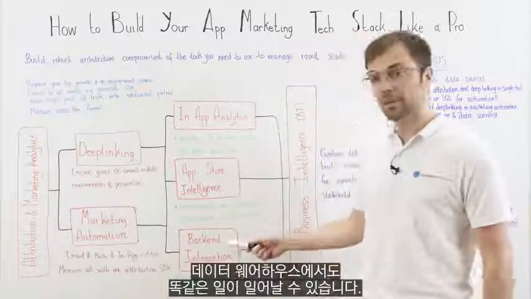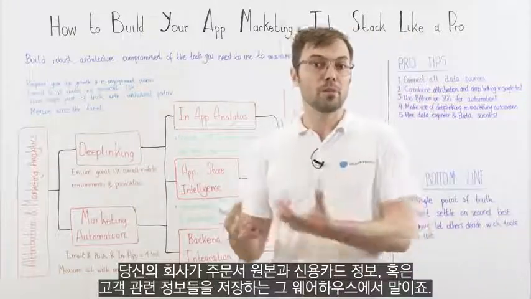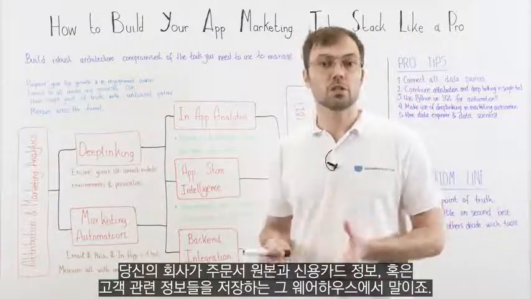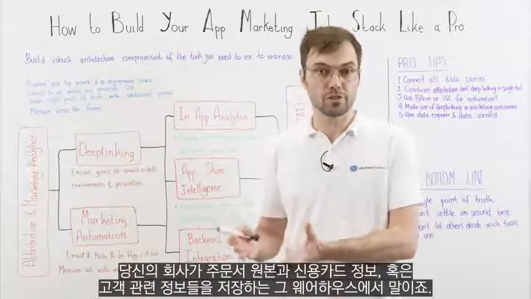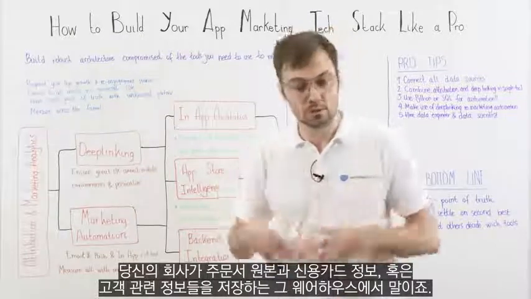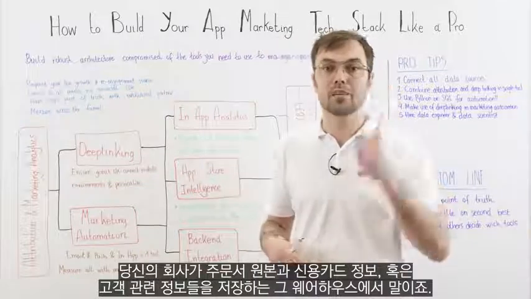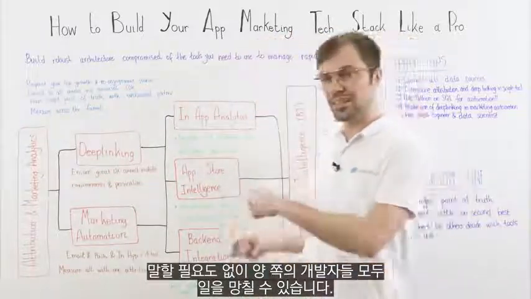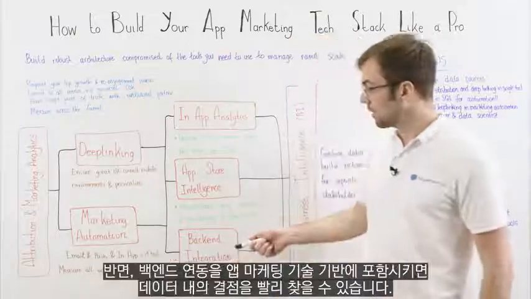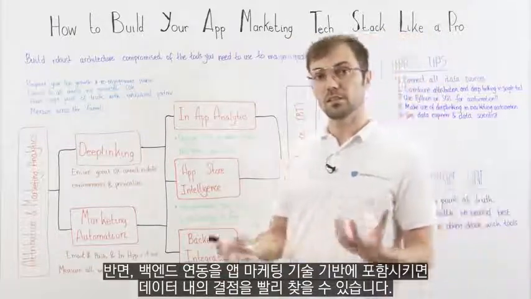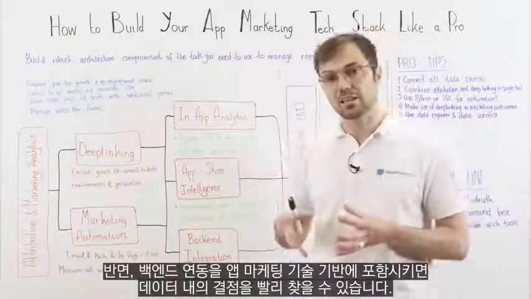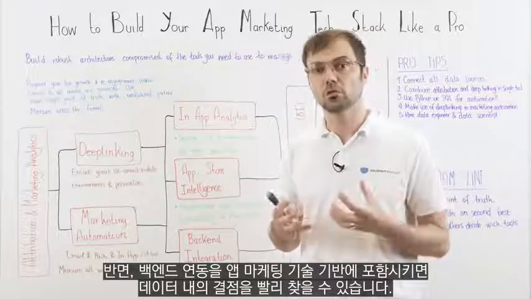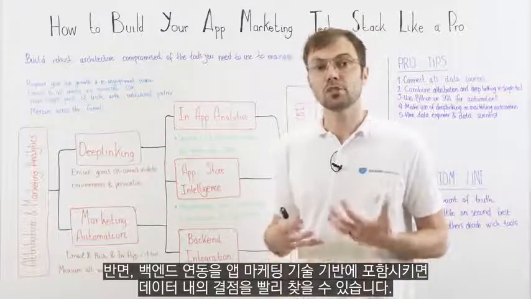The same can happen in your data warehouse, where maybe your company is storing all the information about the original orders with credit card information or any other information that your company might store about your customers. So developers on both sides can break things, and having a backend integration in your app marketing tech stack will enable you to quickly identify flaws in your data.